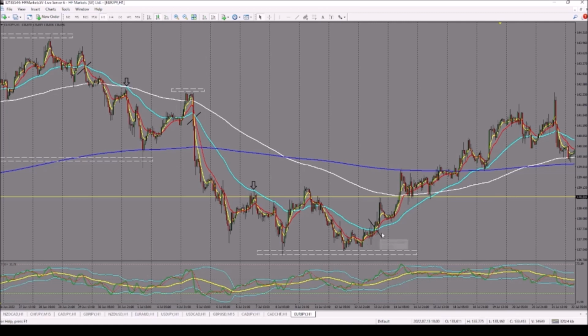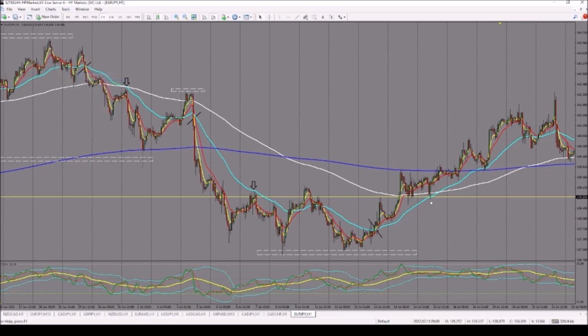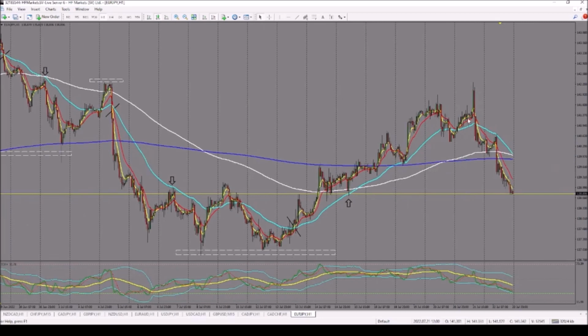Then from that, we had this. It was an attempted rejection. We could actually enter this point, or we could actually wait to see a proper 50 EMA rejection, which is this one, right? So it was a very good trade that actually played out very well. From there, we had a beautiful trade in the past week, which was this one.